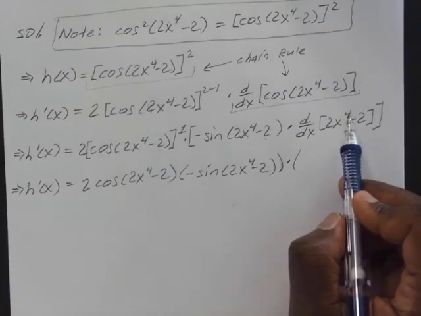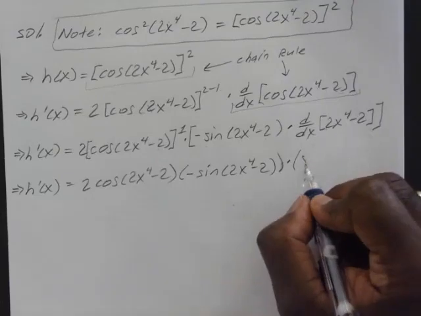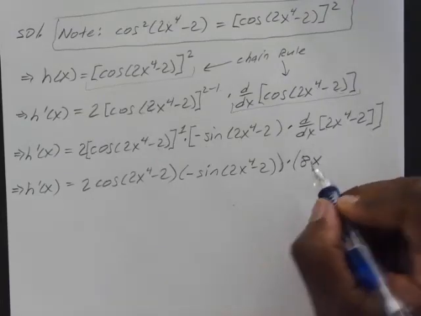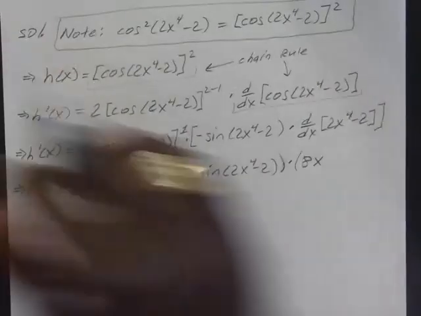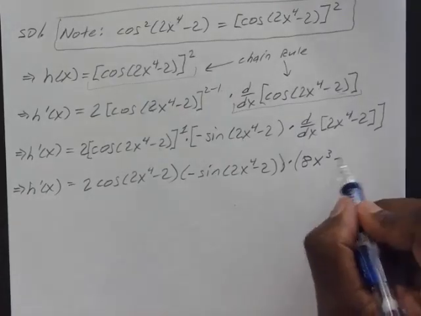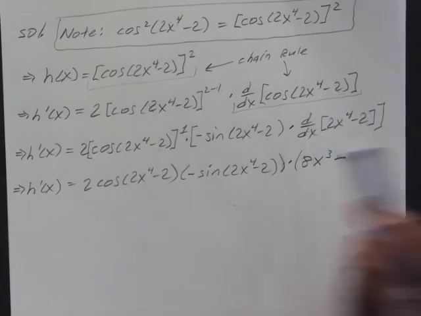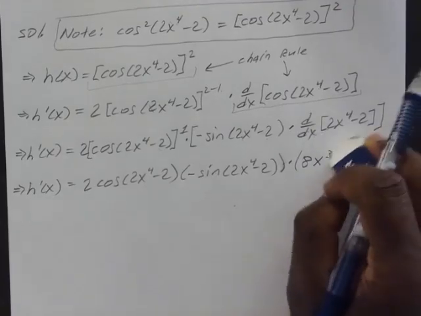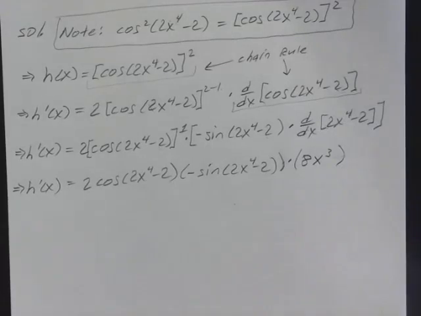So again, using the power rule, we bring down the 4. So 2 times 4 is 8 times x to the power of 4 minus 1, which is to the third power. Minus the derivative of negative 2 is just 0. So we don't even have to put minus 0. We just leave it as this.